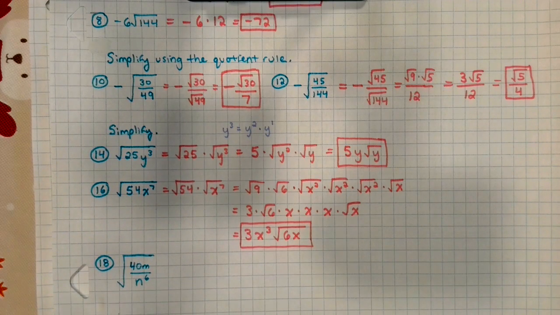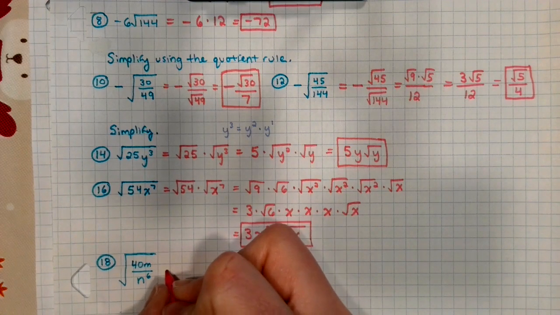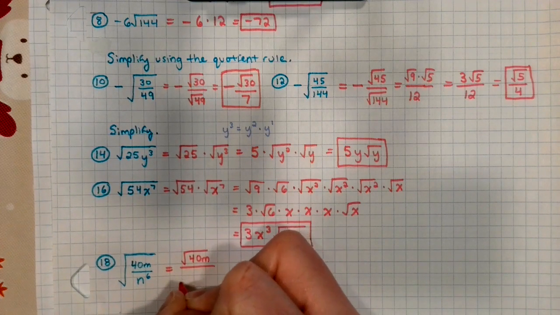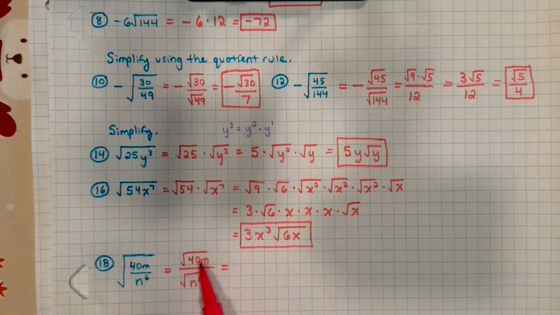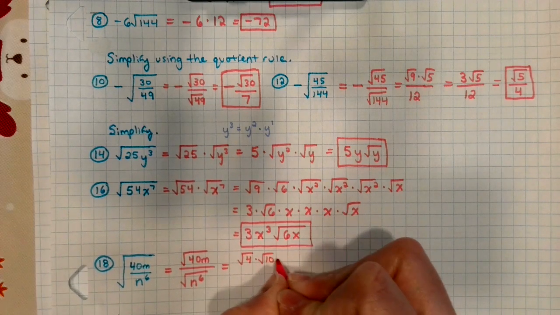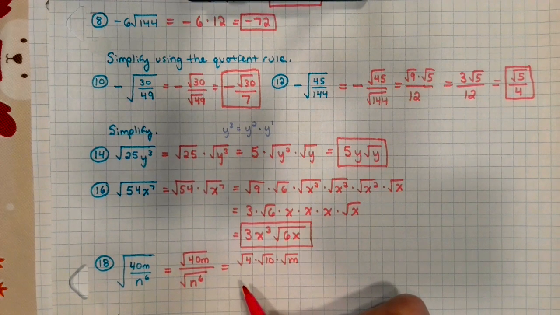So this one, using that quotient rule that we talked about in those previous examples, like on number 10 and 12, we're going to break this down into the square root of 40m over the square root of n to the 6th. So now we're basically going to simplify the top and we're going to simplify the bottom. So the top we can rewrite as the square root of 4 times the square root of 10 times the square root of m, because again the square root of 40 breaks apart into the square root of 4 and 10. And again we're picking those factors because 4 is a perfect square.